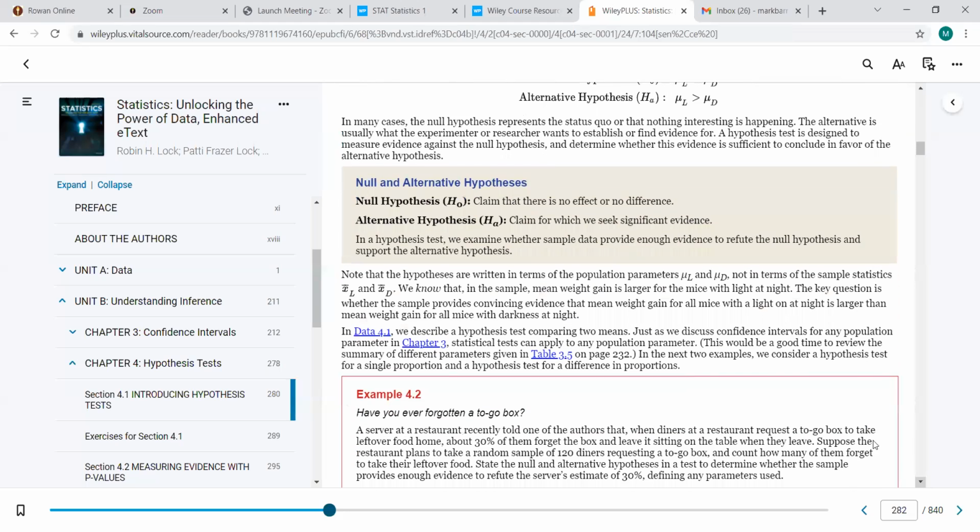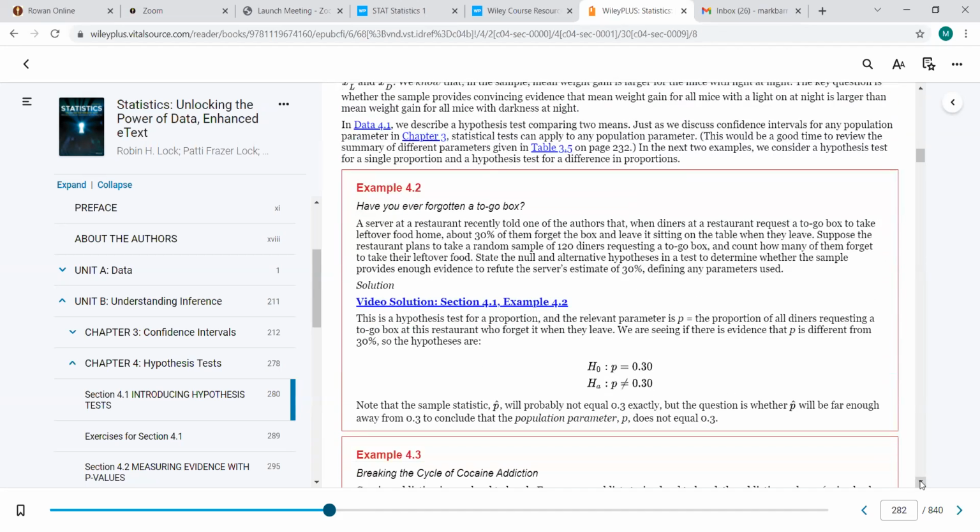But this is in the book, they explain that the null hypothesis is the claim that there's no effect or difference. And the alternative hypothesis says that there's some significant difference, in this case, between the two groups. All right. So again, don't worry about the terminology yet. As I show you more examples, you'll get an idea of exactly.